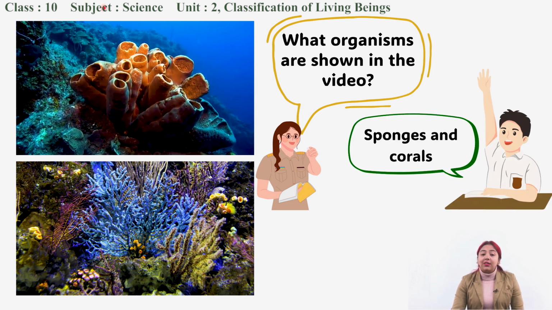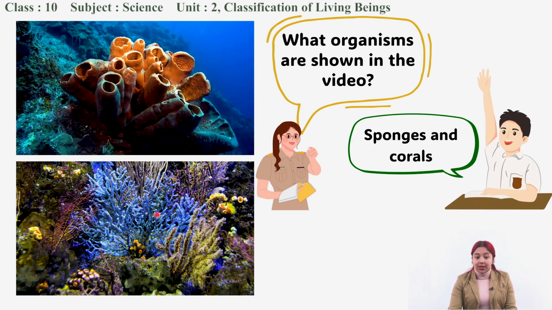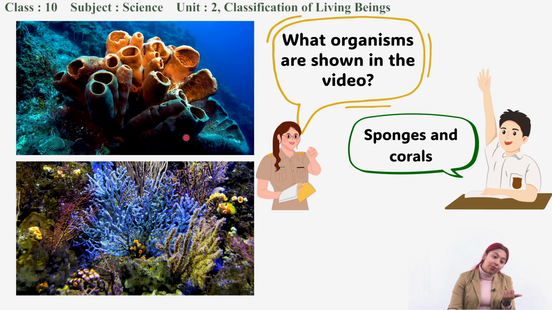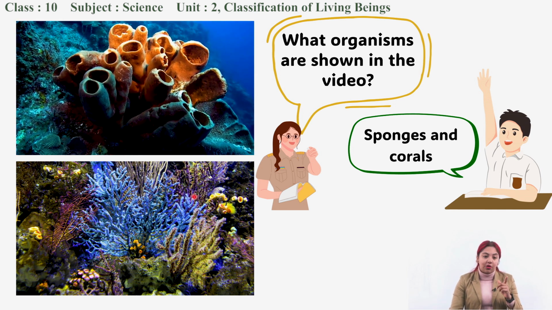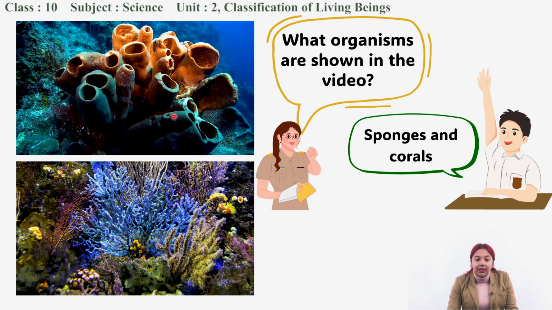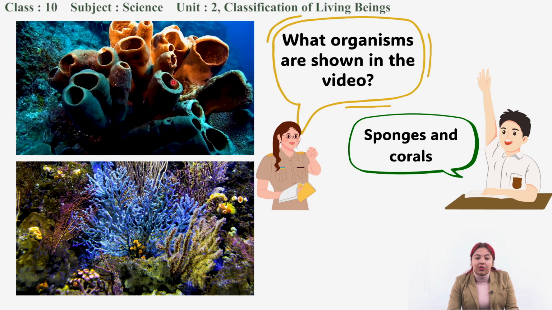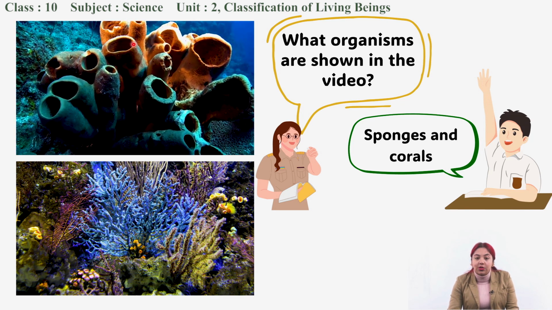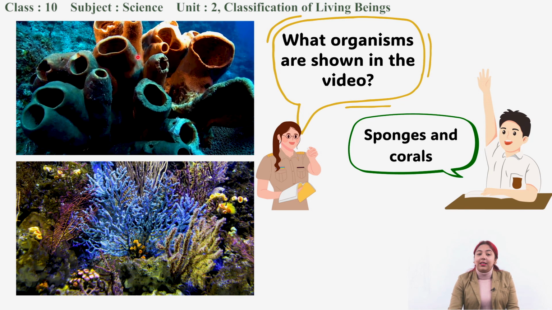These are sponges and corals. You must have said either both are sponges or both are corals, but that's wrong. If you look closely, you can see that these are sponges and these have large pores which we studied as, yes, osculums. And these are the corals. They belong to a separate phylum that we'll study now, the Coelenterata.